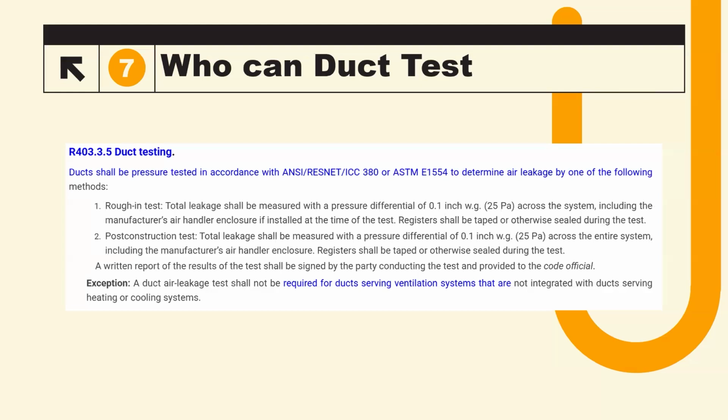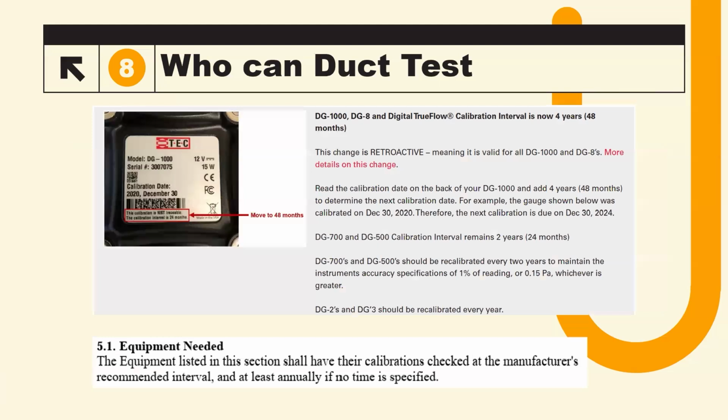And of course, at the bottom, you'll see it says exemption or an exception here. A duct air leakage test shall not be required for ducts that serve ventilation systems only and are not integrated into the duct serving the heating and cooling system. So we'll talk about that more at the very end, but mechanical ventilation, if you have ducts that are tied into the return plenum, then those are subject to testing. If it's not, and it's standalone and it pushes the air into the home without running through the system, then that's exempt from actually having to be tested.